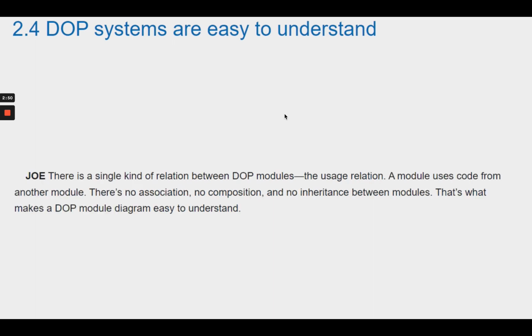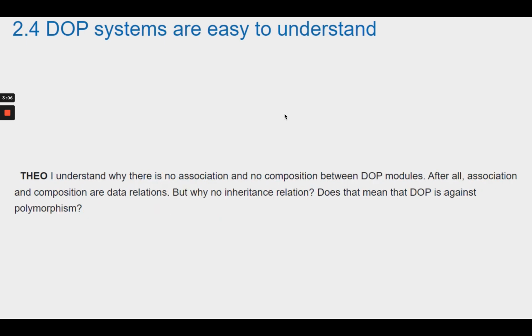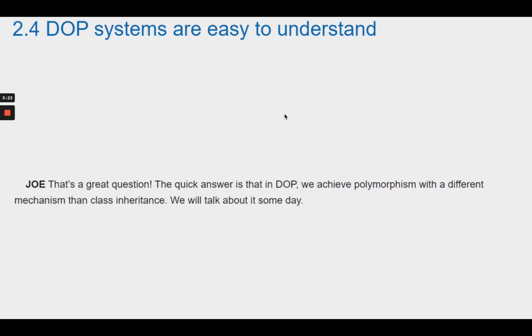Joe: "There is a single kind of relation between DOP modules, the usage relation. A module uses code from another module. There's no association, no composition, and no inheritance between modules. That's what makes a DOP module diagram easy to understand." Theo: "I understand why there is no association and no composition between DOP modules. After all, association and composition are data relations. But why no inheritance relation? Does that mean that DOP is against polymorphism?"